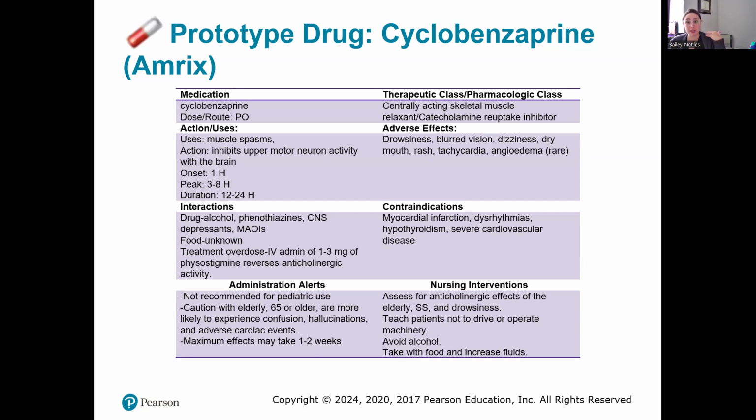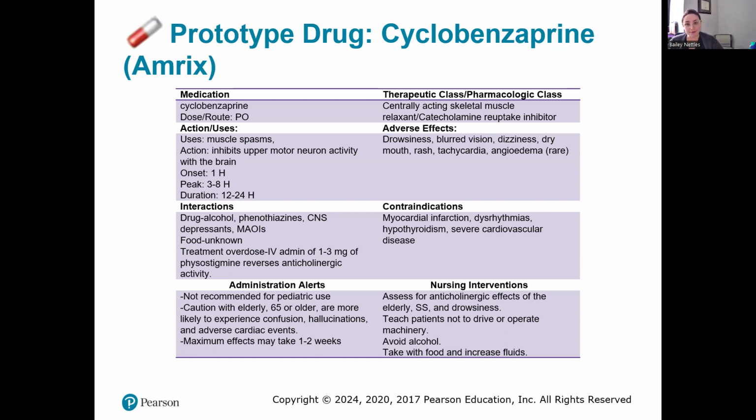If you have someone with a pulled muscle, you definitely need to tell them, because that's going to be a 1 or 2 week therapy. They don't need to just stop it because they're feeling better. They may not even feel the best results unless they keep taking it. So we want to assess for anticholinergic effects, especially in the elderly, even serotonin syndrome, and drowsiness.